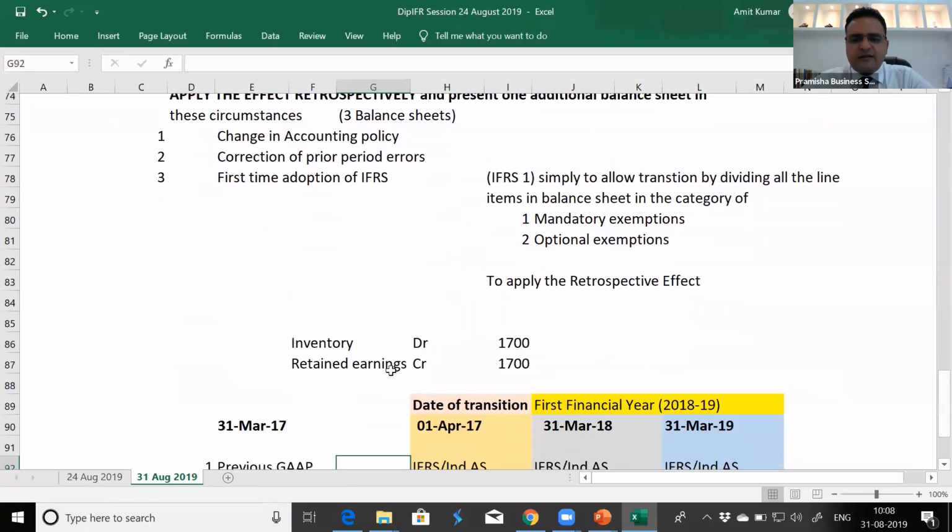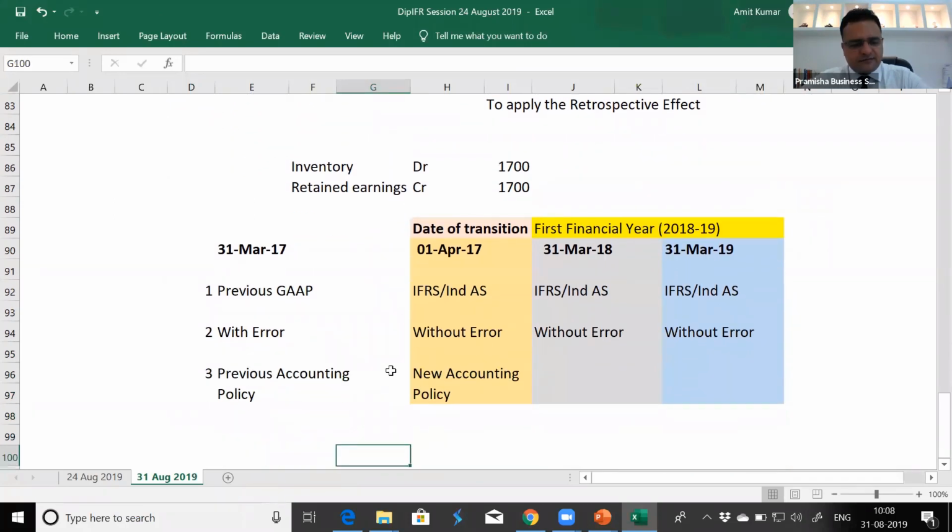Any other question? Hope this has given a lot of clarity now on transitioning, on accounting policy changes, and on correction of prior period errors.